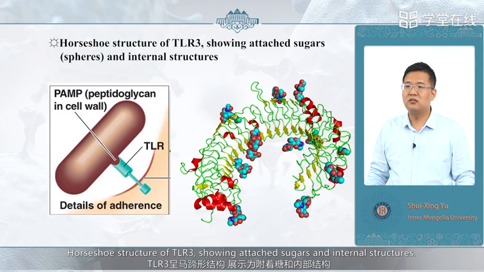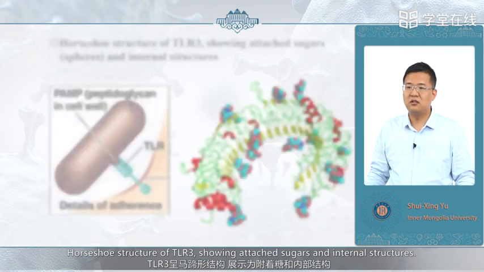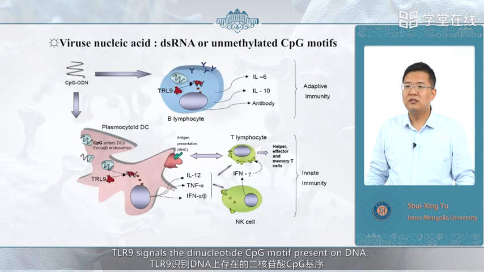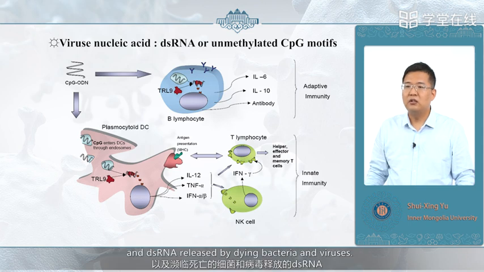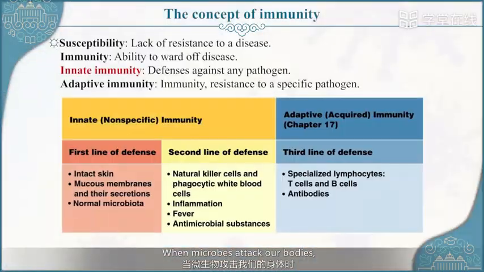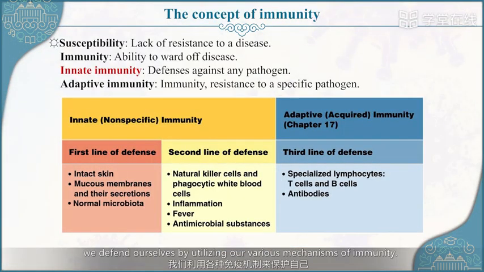Horseshoe structures of TLR3 show attached sugars and inner structures. TLR9 signals the presence of unmethylated CpG motifs on DNA, and the RNA released by dying bacteria and viruses. When microbes attack our bodies, we defend ourselves by utilizing our various mechanisms of immunity.